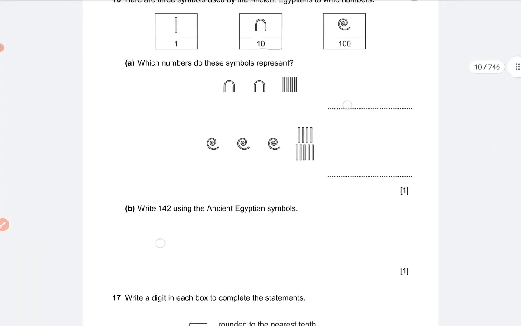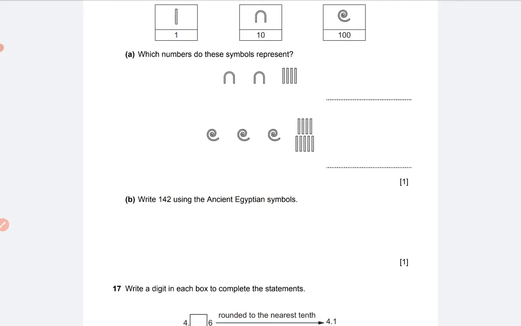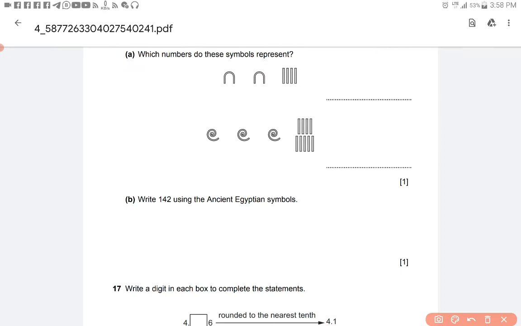And here it asks you to write 142 using the ancient Egyptian symbols. At first, you can make 100, then 40, and 1, 2. This symbol means 10. Then represent 2 by 2 lines.